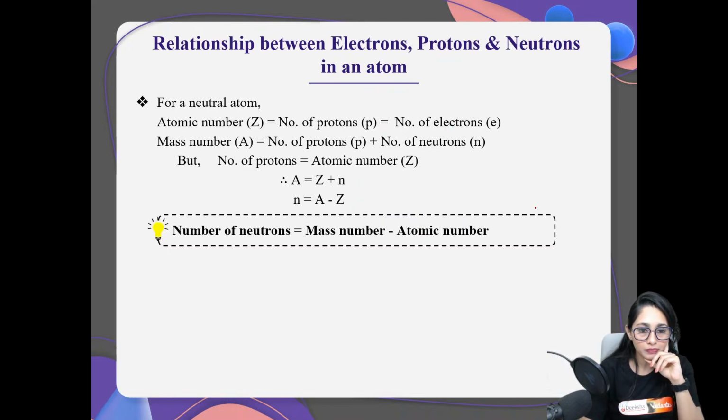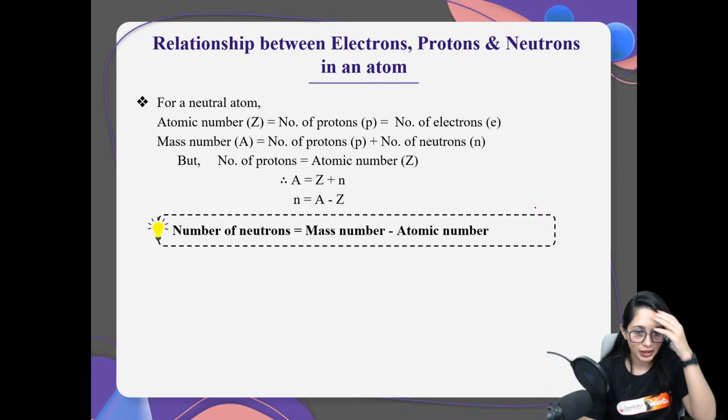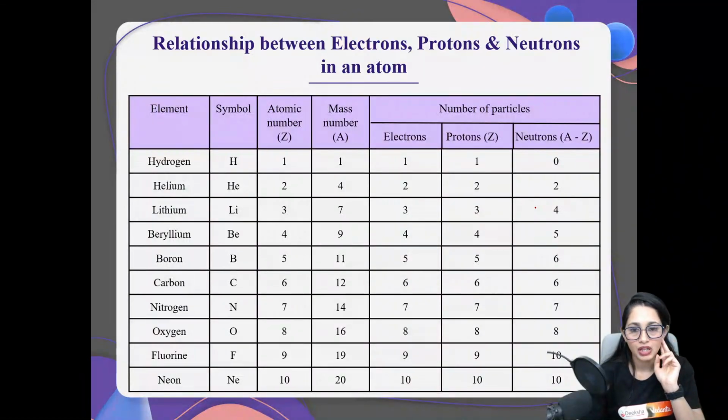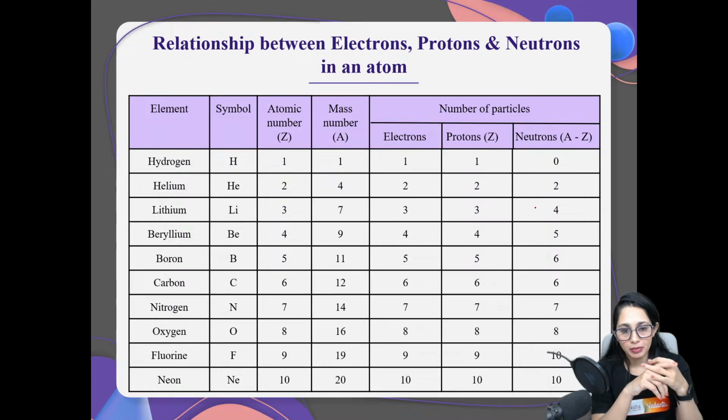For a neutral atom, the atomic number is equal to the number of protons, which is equal to the number of electrons. The mass number is equal to the number of protons plus the number of neutrons. How do we calculate the number of neutrons then? Mass number minus atomic number. Simple. So here are a few of the initial atoms, where we have the chart of symbol, atomic number and mass number.